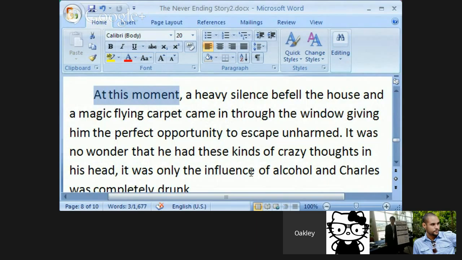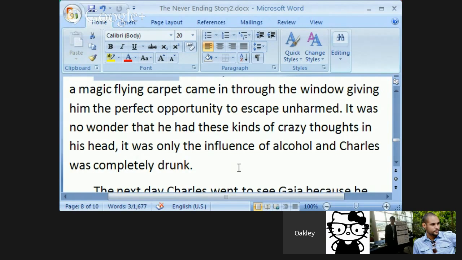At this moment, a heavy silence befell the house, and a magic flying carpet came in through the window, giving him the perfect opportunity to escape unharmed. It was no wonder that he had these kind of crazy thoughts in his head. It was only the influence of alcohol, and Charles was completely drunk. Okay, perfect.